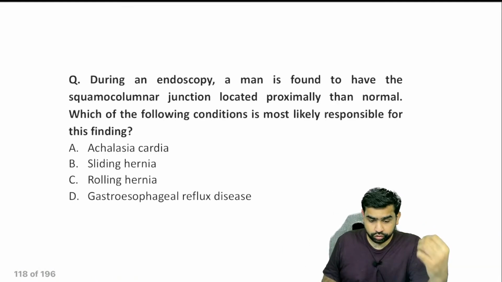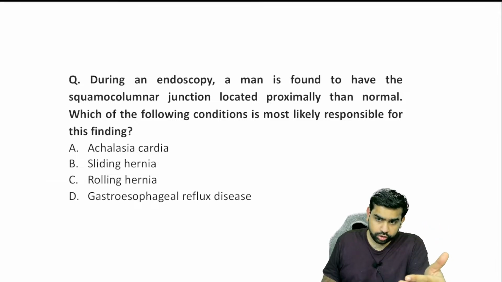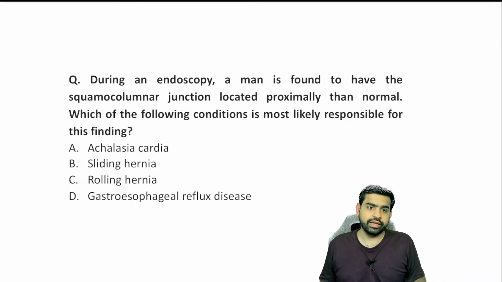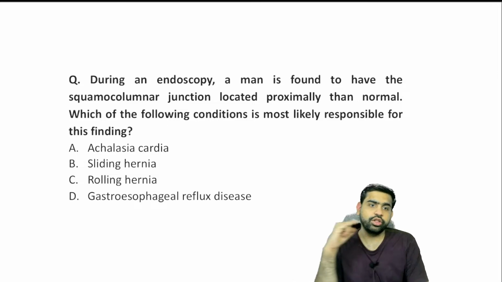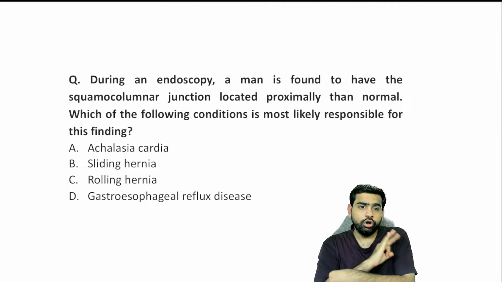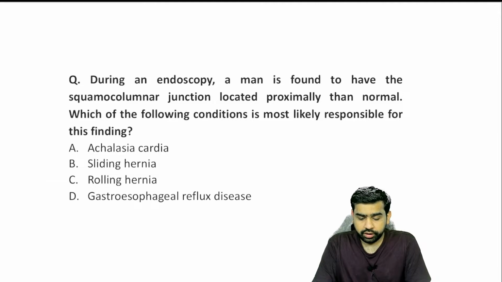Okay, now the next question: during an endoscopy, a man is found to have a squamocolumnar junction located more proximal than normal. Which of the following conditions is most likely responsible for this finding? The squamocolumnar junction has moved a bit proximally. Which condition is most likely responsible? Achalasia cardia, sliding hernia, rolling hernia, or gastroesophageal reflux disease? Can you please help me with this? Which of these is associated with this?